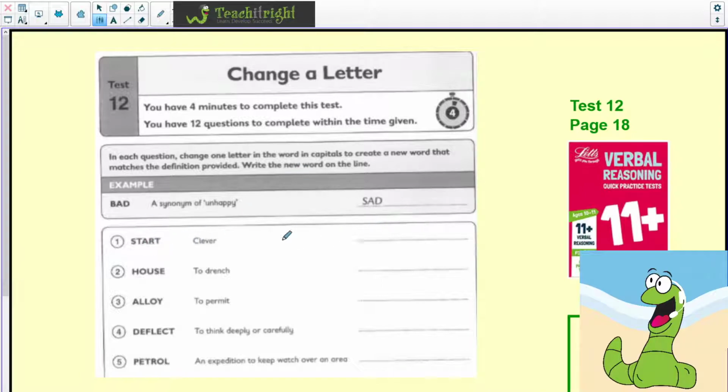So we've got start, and we need a word that means clever. So of course it's going to be smart. So only changing one letter, and of course in this situation we're changing the T. Question 2, we've got house and then to drench. And this word, and it might be a new word for some of you, is to douse. If you douse something, you drench it, make it wet. Alloy, to permit, and we've got allow. So the only letter we were changing there was the Y.